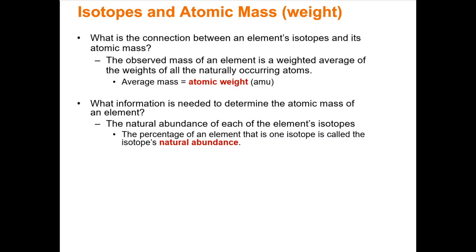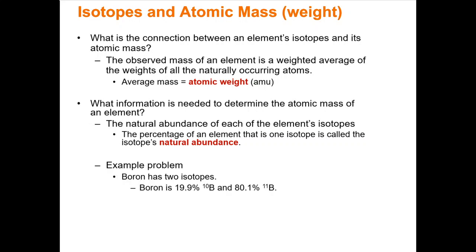That is to say, the percentage of an element that is one isotope. It's called the isotope's natural abundance. So the natural abundance is just the percentage of an element that is one isotope. In other words, if I have just as many carbon 13s as I do carbon 12, that would be a 50-50, or 50% natural abundance. That's not correct, I'm just using that as an example. But if we move on, this is how we actually find it. Boron has two isotopes: boron is 19.9% boron 10 and 80.1% boron 11.